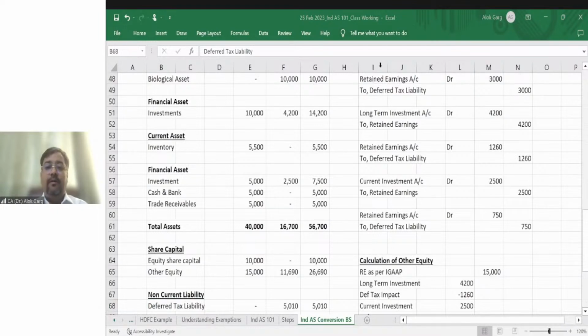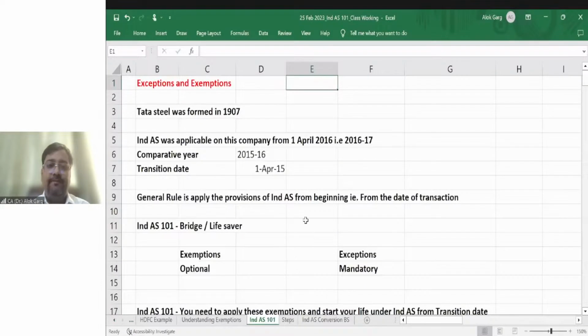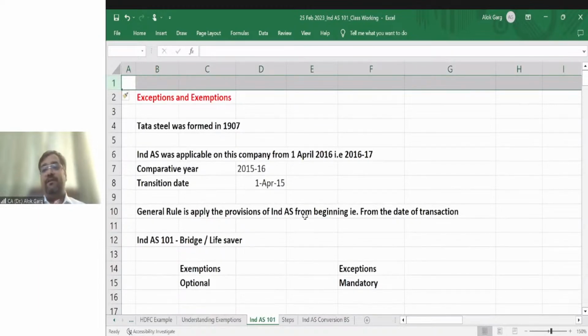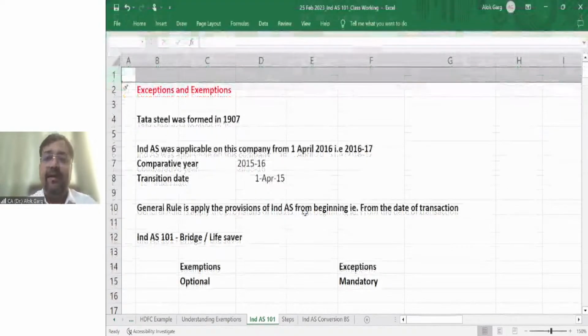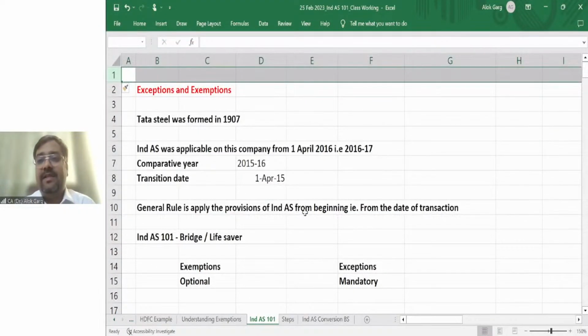Okay. Very good. Now let's go to the exceptions and exemptions. Friends, there are two kinds of relaxation given in the standard. Mandatory exceptions, as the word suggests, mandatory, and optional exemptions, as the word suggests, optional. Right? Means you need to choose. If you want to avail, you can avail. If you don't want to avail, there is no compulsion.